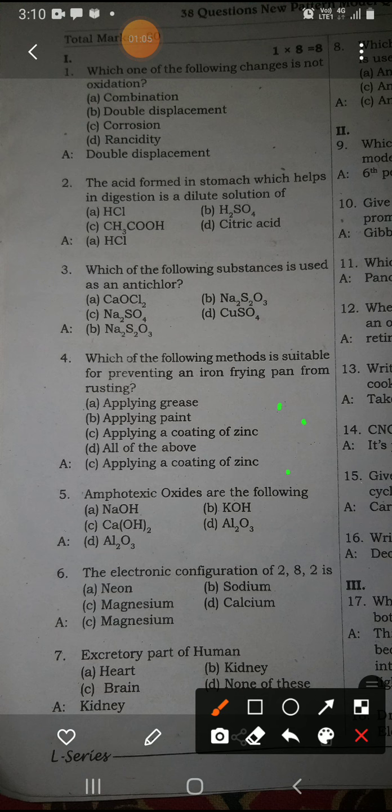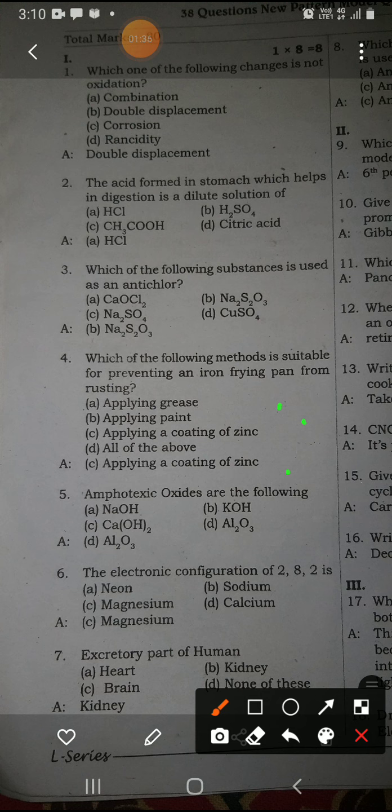So next question: the acid formed in the stomach which helps in digestion is dilute solution of. You know that many times we have discussed it. It is nothing but HCl, right? So the right answer will be HCl. HCl means what? Hydrochloric acid, right? Hydrochloric acid is the long form of HCl.